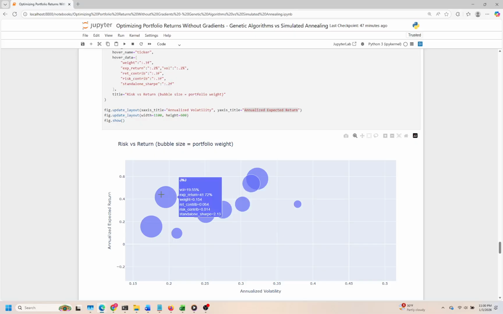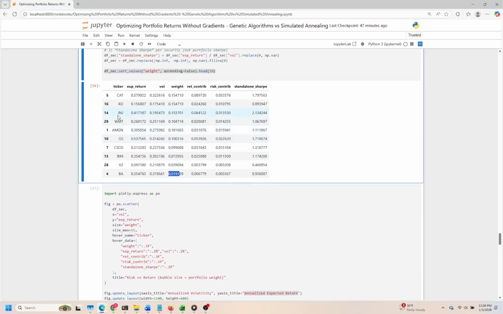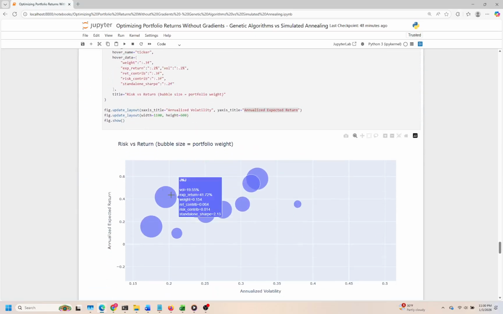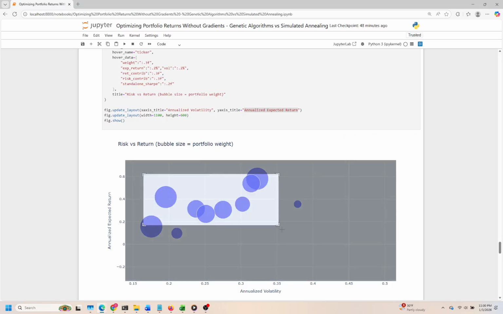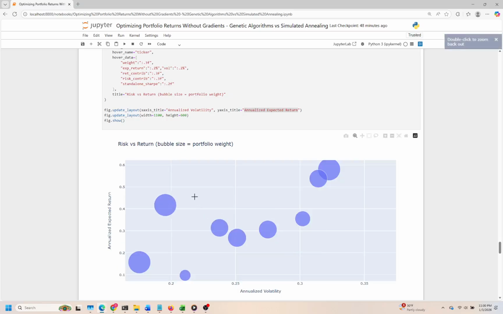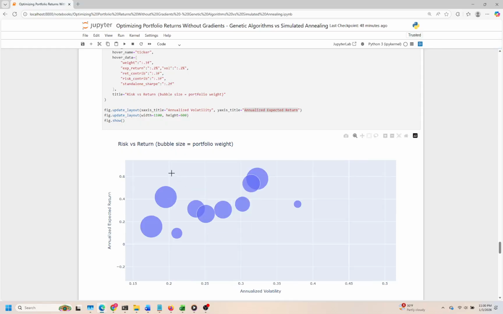When we hover over a bubble, it reveals not just the ticker symbol, but also several critical financial metrics, such as the weight, expected return as a percentage, volatility percentage, along with risk and return contributions. This additional context enhances our understanding as we examine the trade-offs between risk and reward.